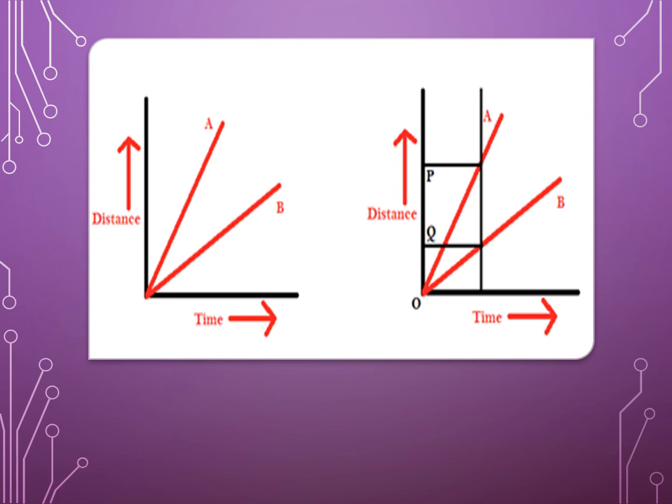Now this question we picked from this chapter itself. It comes under the category of higher order thinking skills. Now here imagine A is a car while B is, say for example, a bike. The x-axis is time and the y-axis is distance.